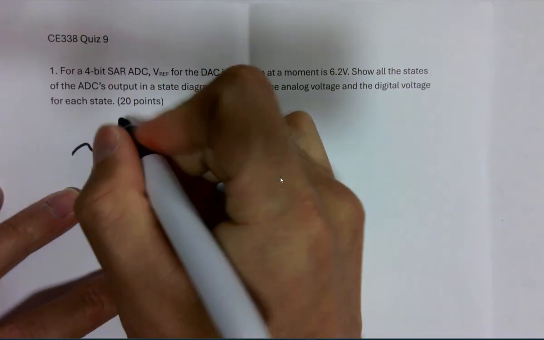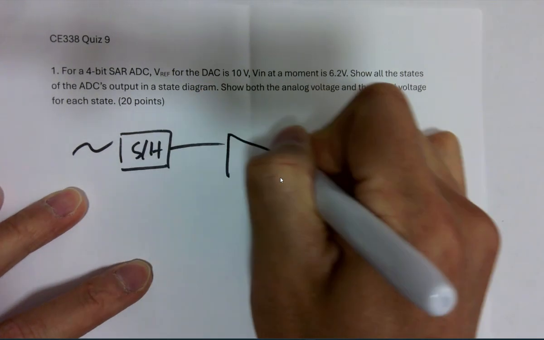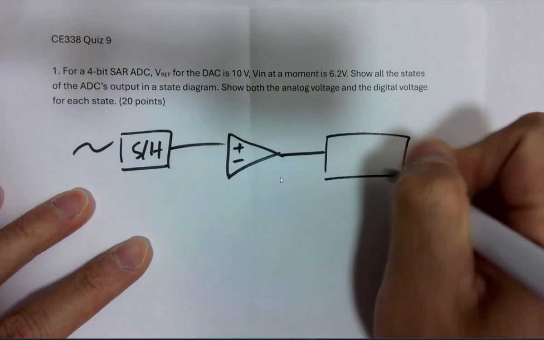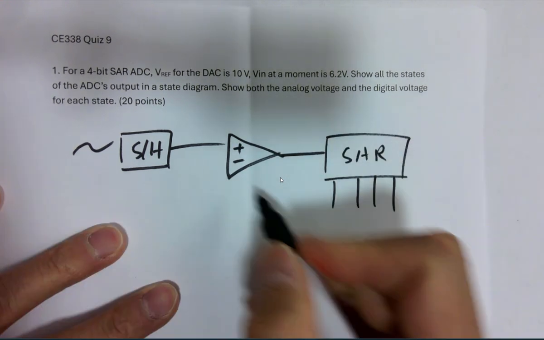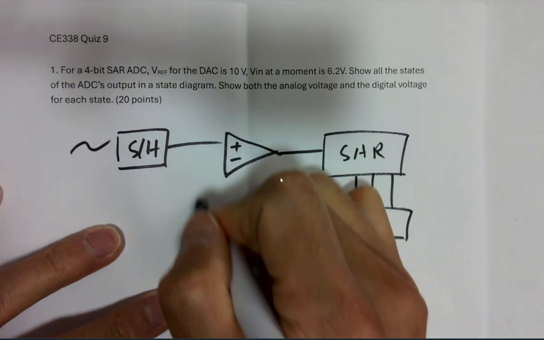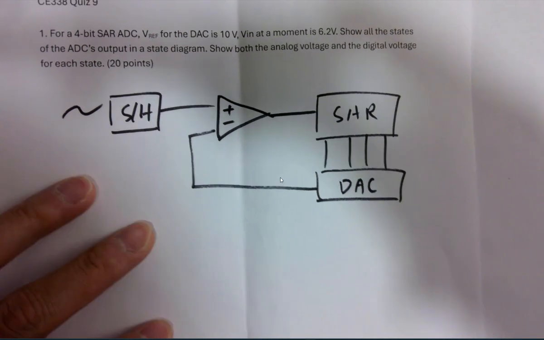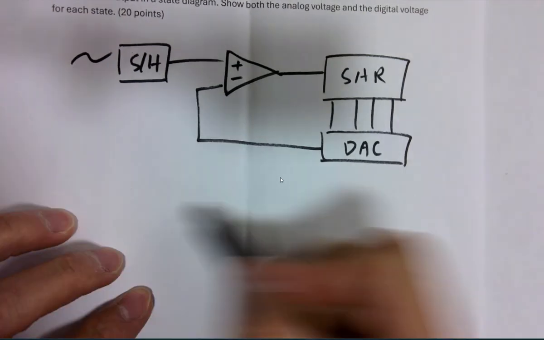So analog signal in, we do a sample and hold first, and then this goes to the SAR block. 1, 2, 3, 4 bits, for example, and that goes to a DAC and is being fed back to the inverting terminal. But you don't have to draw this diagram for the quiz. The only thing you need to finish is just the state diagrams, right?